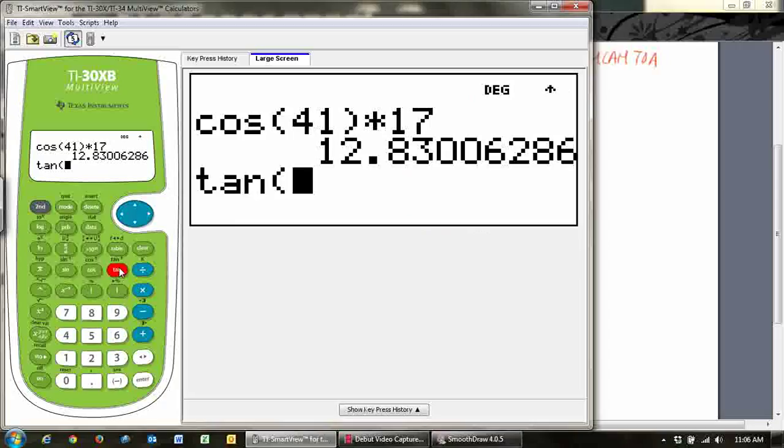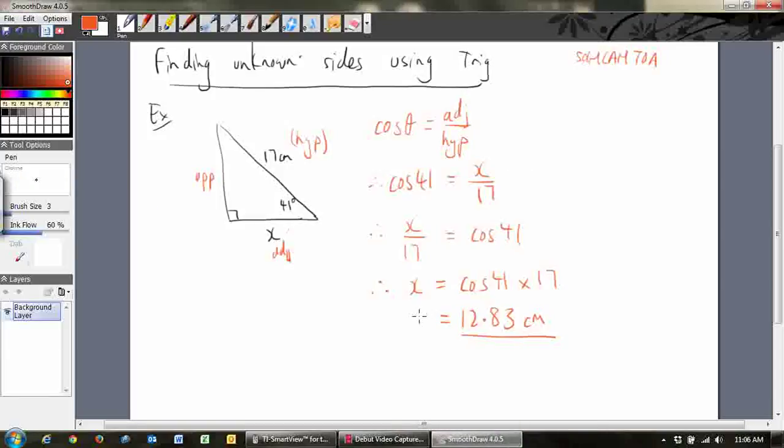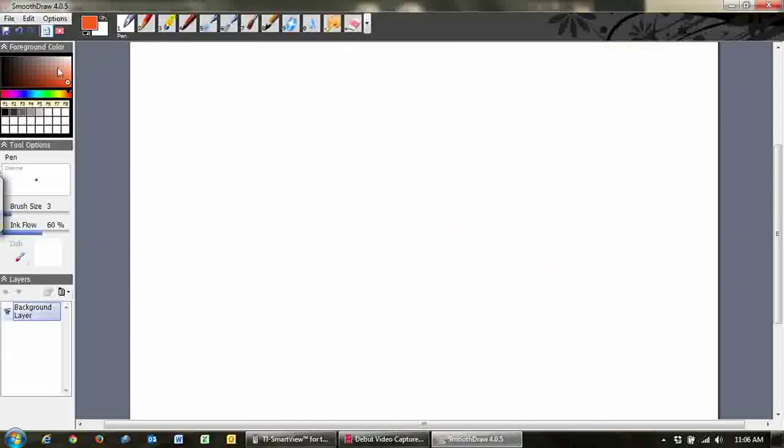Same with tan. If you do tan of 84, what's tan of 84? It's equal to a number, it's 9.51. And remember that tan is just telling us the ratio between the two sides for any triangle that has 84 degrees. Okay, so I'll just do one or two more examples. Let's just do another one. Let's have a look at this one.